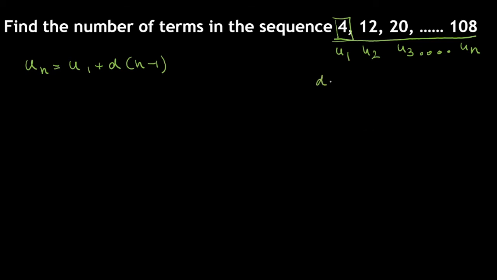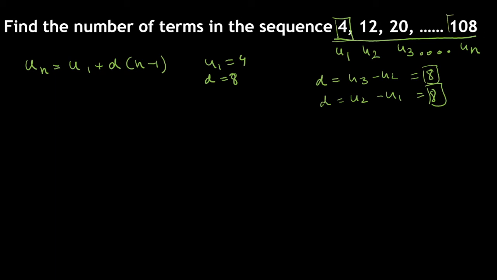Now, to find the common difference, obviously, just take any two consecutive numbers. We could have taken u3 minus u2, or even u2 minus u1. Doesn't make a difference at all. If we take the difference between two consecutive numbers, we get 8 in both cases. So our common difference is 8, right? So we have our first term u1 equal to 4, common difference equal to 8, and our nth term, which is equal to 108, right?